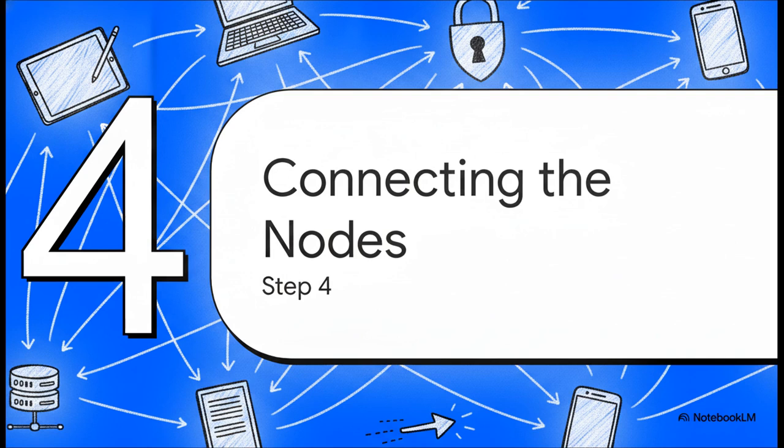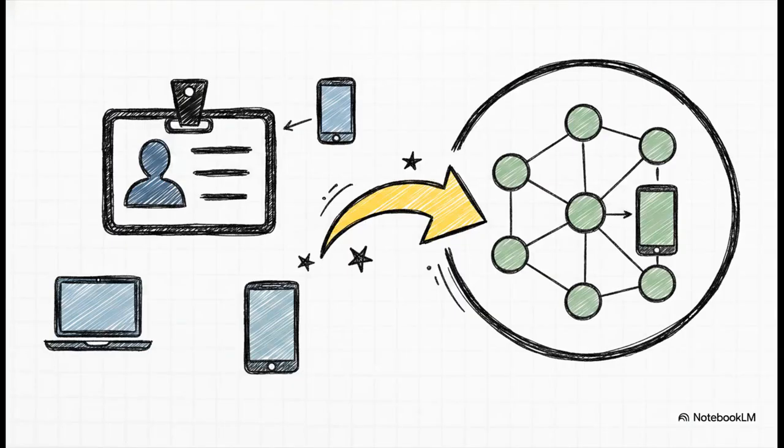Part 4, connecting the nodes. We've got the devices enrolled, but hold on. There's one crucial distinction to make before we test anything. This is exactly where people trip up on their first try. Enrolling an agent only registers it to your account. The server knows it exists, but it hasn't actually been invited to the network party yet.